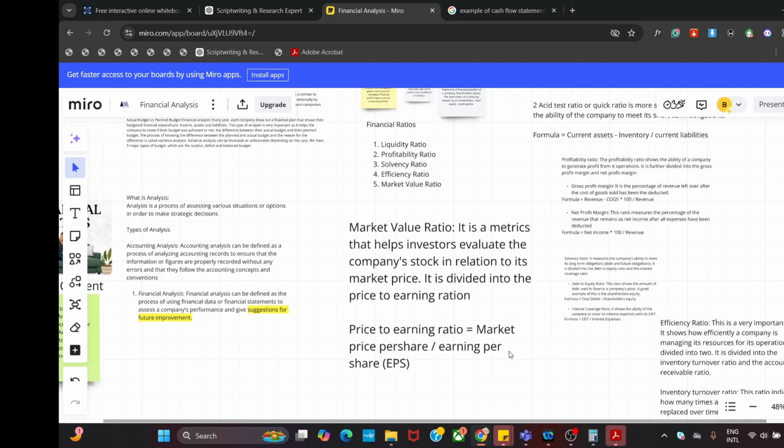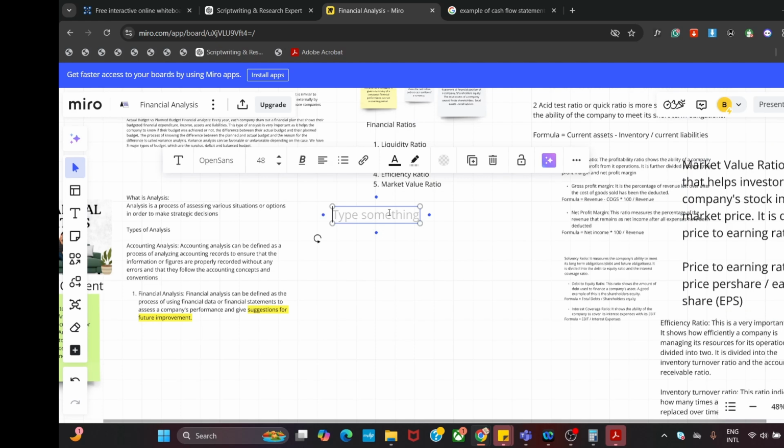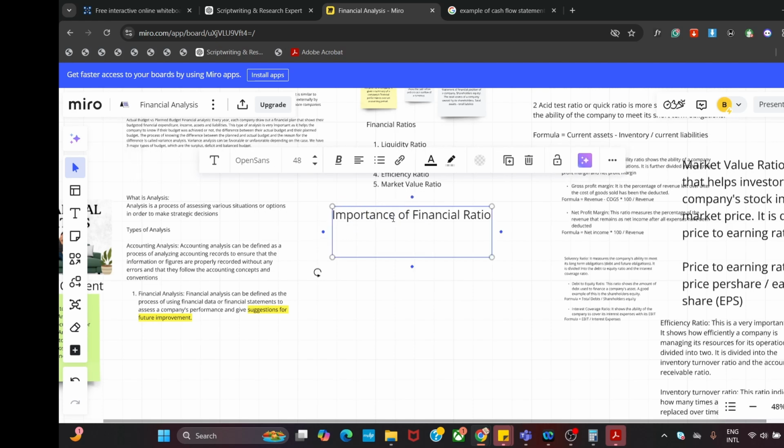So this is all we are going to be talking about when it comes to financial ratios. Before we come to the end of this tutorial, I would like us to look at the importance of financial ratios. There are various importance of financial ratios, but we are going to be looking at just a few. Number one, we are going to be saying performance evaluation.